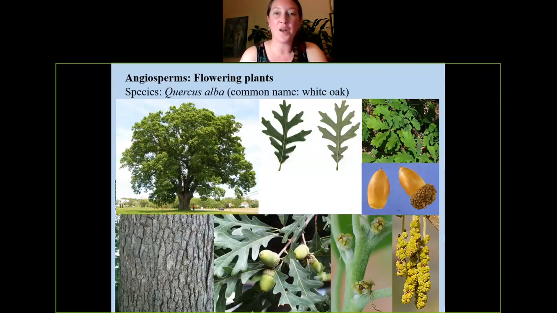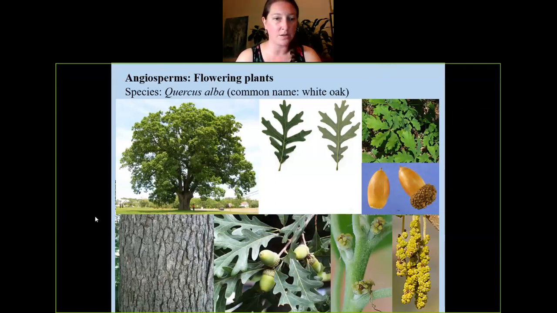So here, this is a white oak. Oak trees have acorns. All oak trees. If you're an oak tree, you have an acorn. That goes without saying. All of the oaks that we're going to cover are monoecious, so they have both male and female flowers on the same plant.